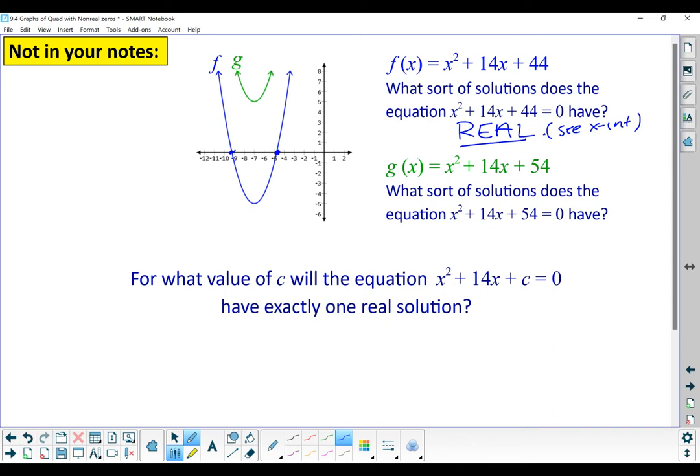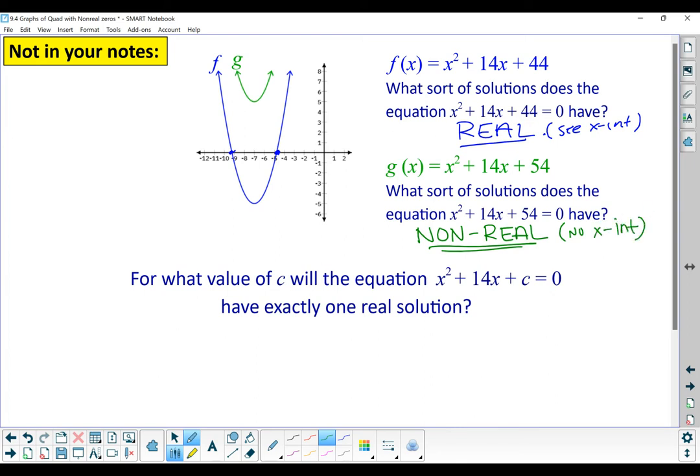Function g is also shown on this graph. It has the equation x squared plus 14x plus 54. What sort of solutions does that equation have? x squared plus 14x plus 54 equals 0. I know that this one has non-real solutions. And I know that because there are no x-intercepts on that graph.